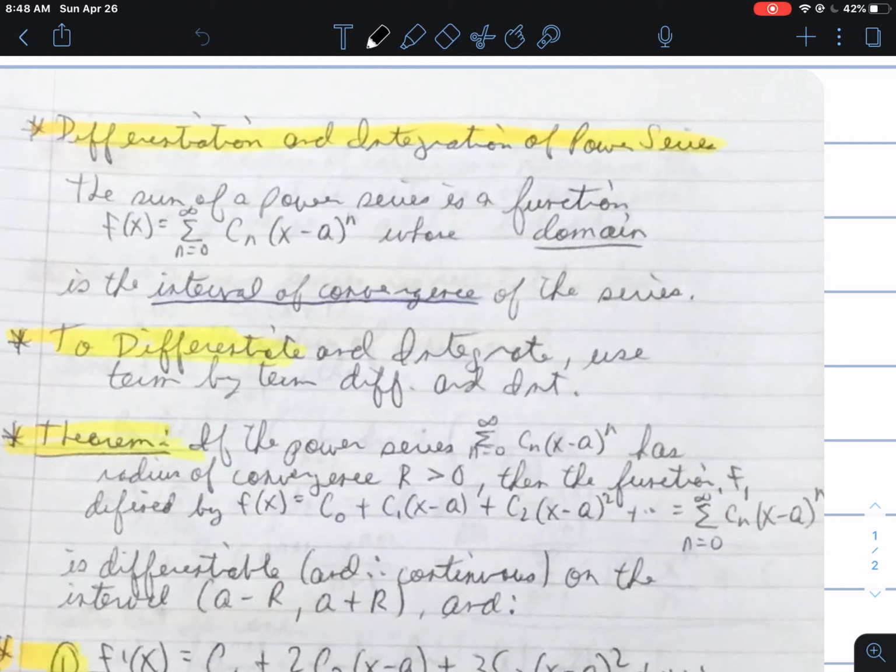The sum of a power series is a function, right? So f of x is the sum as n goes from 0 to infinity. Now remember our general form of a power series: the sum as n goes from 0 to infinity of c sub n times x minus a to the n, where we called it a power series about a, or a power series in a, where the domain was our interval of convergence. So whatever values of x the series converged, our interval of convergence was in the domain of our function.